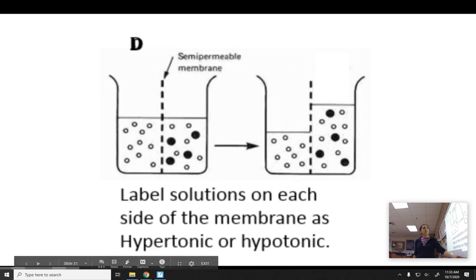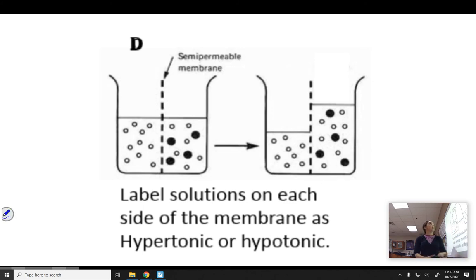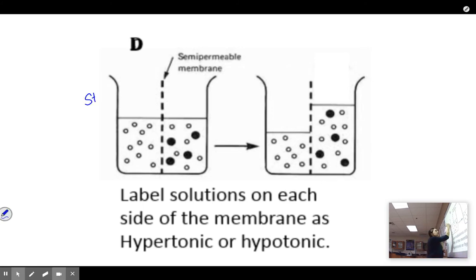Again, some practice using that vocabulary. Take a minute and look at this diagram, identify which side is hypertonic, which side is hypotonic, and explain what's happening here. This is the picture at the start, and this is the picture at the end. Name this process and explain why this happened.